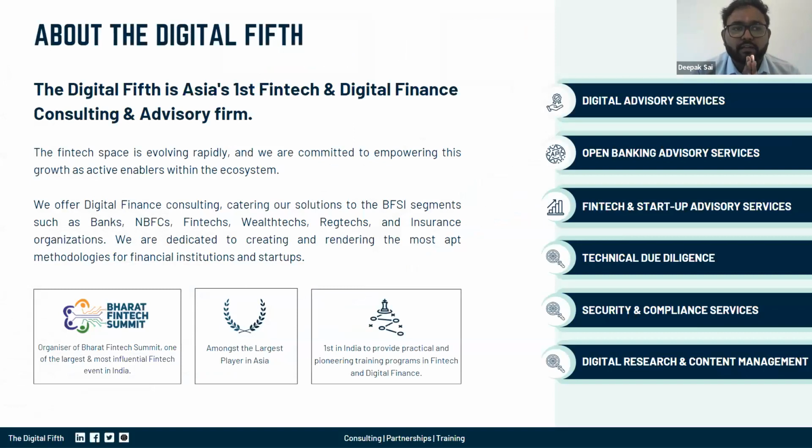Before we dive deeper into the session today, I know most of you know us, but let me quickly introduce our organization to the newcomers. So we are Digital Fifth. We are Asia's first fintech and digital finance consulting and advisory firm. We've been working with a lot of fintechs, BFSI institutions and NBFCs, where we are a part of consulting services. We've been a part of their digital advisory services and open banking advisory services, and have also helped them launch a lot of embedded finance applications. We've also been helping a lot of fintechs and startups launch themselves into the market. We've also been a part of technology due diligence services and financial investment advisory services. And we also do a lot of security and compliance audits and digital research and content management activities.